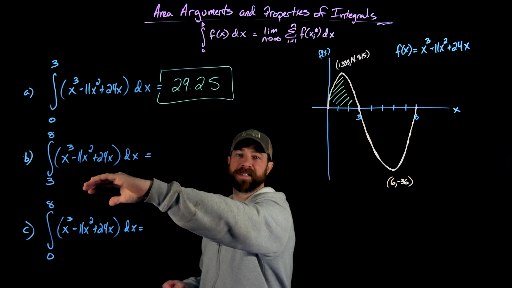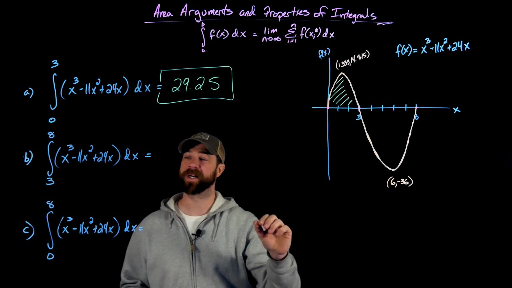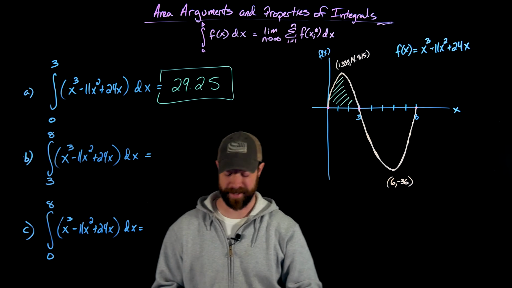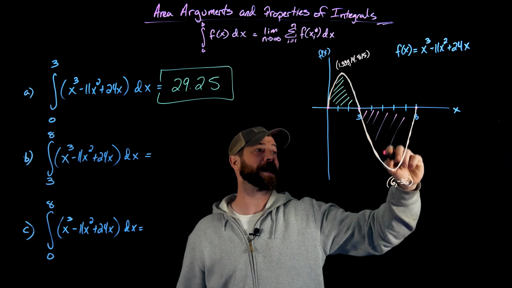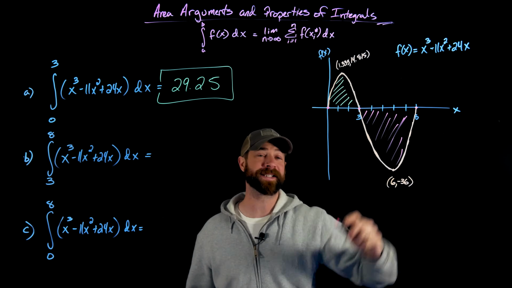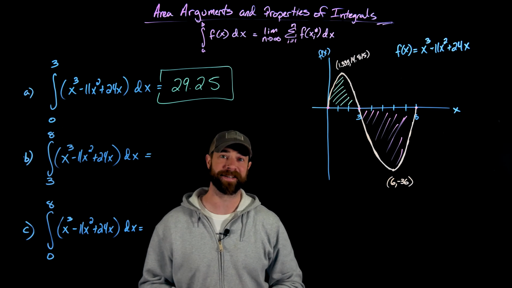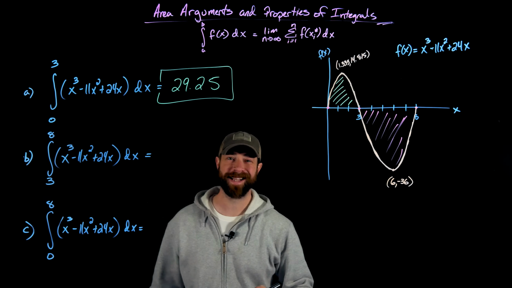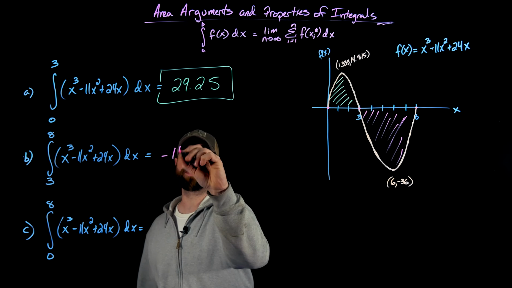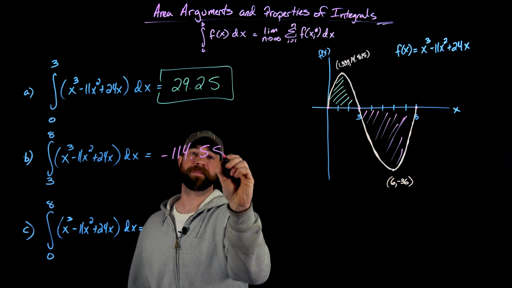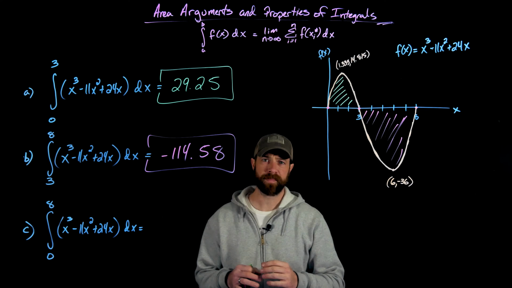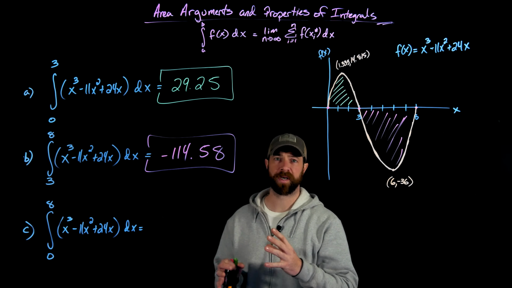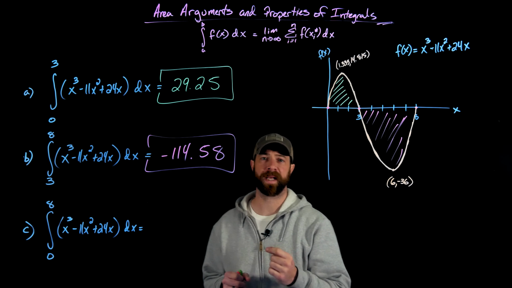Next, I want to talk about this integral. So now I'm going to integrate this function between 3 and 8. Now, in this case, because this curve lies under the x-axis, this will end up being negative. And it ends up being negative 114.58. And this is the important part of the conversation that I want to talk about right now.